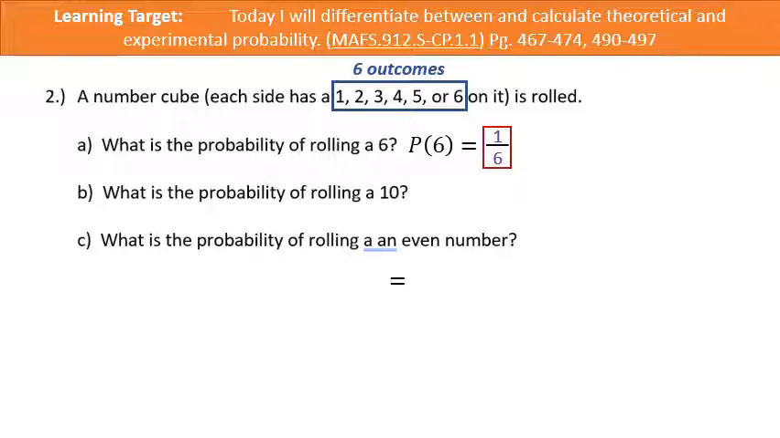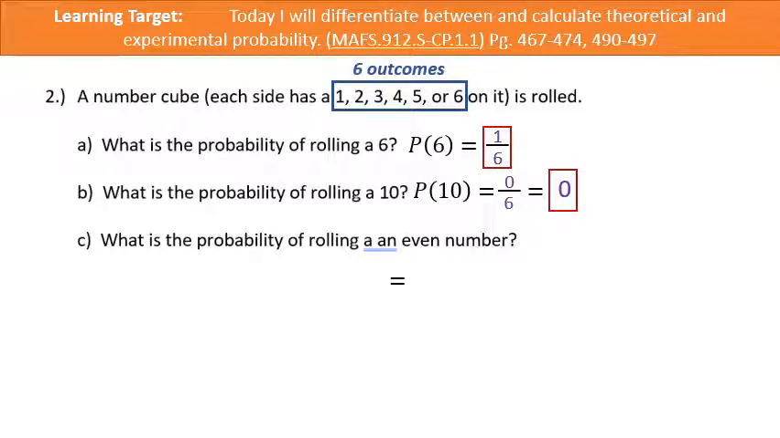Okay, let's look at B. The probability of rolling a 10. So the probability that I roll a 10. Still going to be a fraction. Still 6 outcomes. Now, how many of those sides have the number 10 on them? 0. So your probability is 0. Okay, does that make sense? I hope this is pretty straightforward.